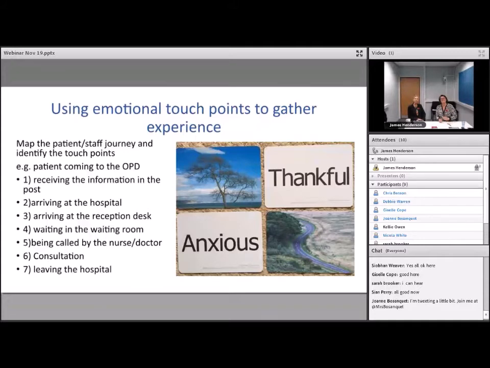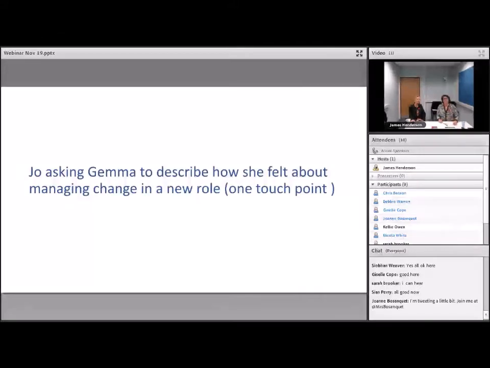Okay, so we'll move on. So now what I'm going to ask Gemma to do is, I've got a list of touch points, I don't know if you can see that, probably can't, I can send that to you afterwards, of ideas that you might use when you're talking to staff to gather staff experience. And so Gemma, can you tell us which touch point you decided to use?